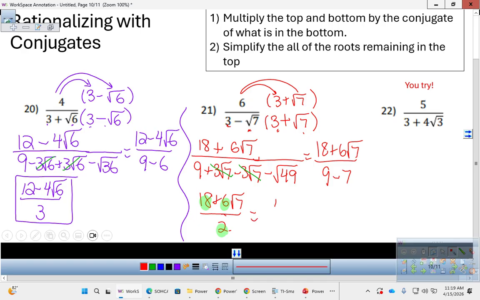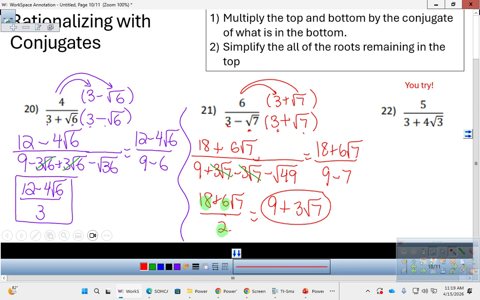18 divided by 2 is 9, plus 6 divided by 2 is 3. It just still has a root 7 on it. And 2 divided by 2 is 1. I could write over 1, but I'm not going to. That's the final answer. This fraction here is the same as this fraction here.